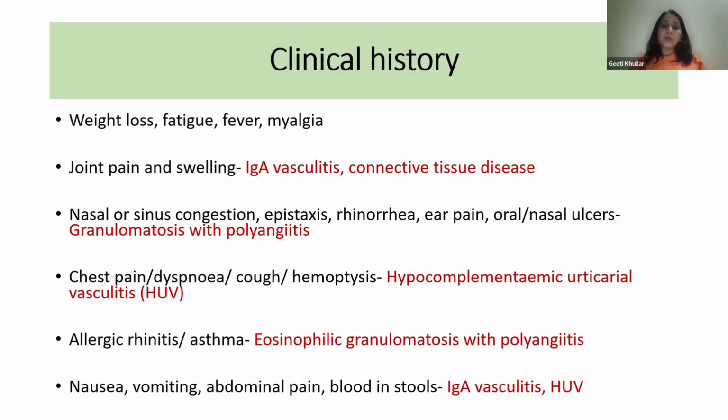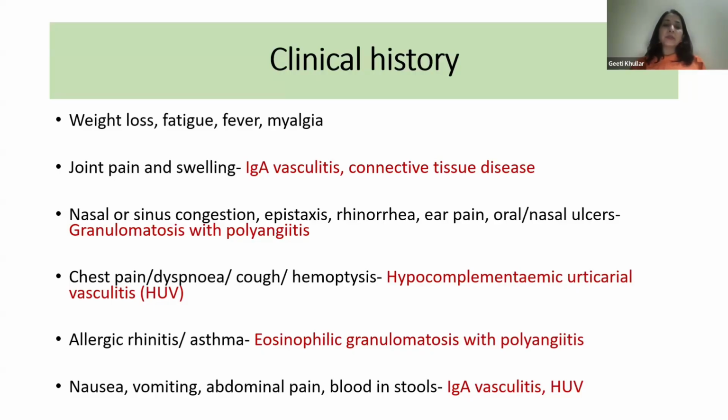Nasal or sinus congestion, epistaxis, rhinorrhea, ear pain. These are basically the upper respiratory tract symptoms, the oral and nasal cavity involvement, the sinus involvement. This goes very much in favor of Wegener's granulomatosis, or granulomatosis with polyangiitis. So if a patient has these ENT complaints, he may have had them earlier and then present with cutaneous lesions, or sometimes the cutaneous lesions are the first presentation and these come later on. That is how you can diagnose clinically. You can pinpoint that this could probably be Wegener's, and I have to get these investigations done.